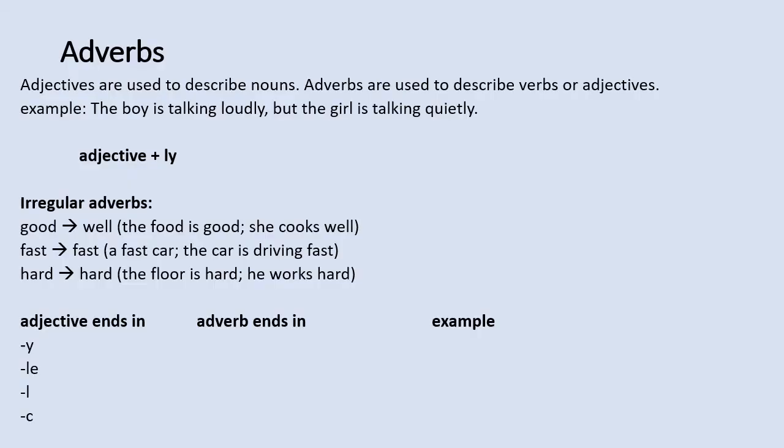Pause the video and write down these rules for adverbs into your folder under Grammar. Adverbs. Adjectives are used to describe nouns. Adverbs are used to describe verbs or adjectives. For example, the boy is talking loudly, but the girl is talking quietly. For most adverbs, you just use the adjective and add a "ly" at the end.